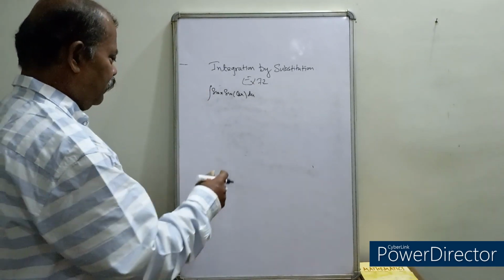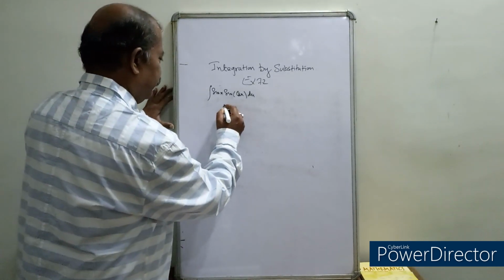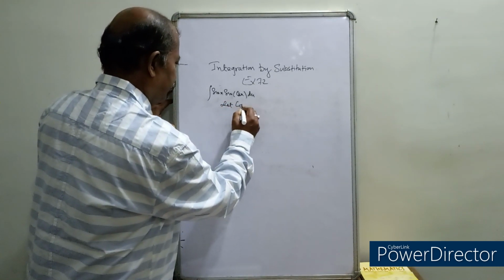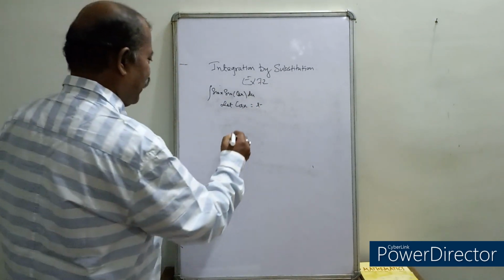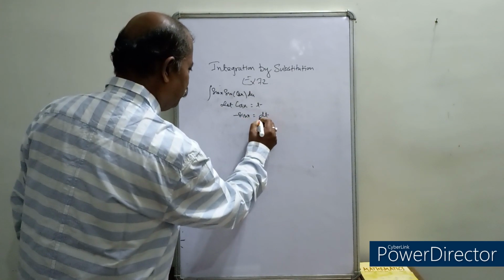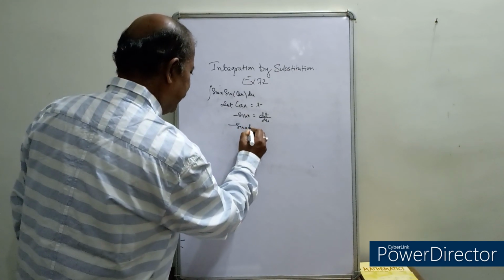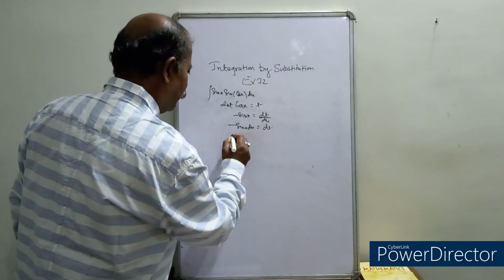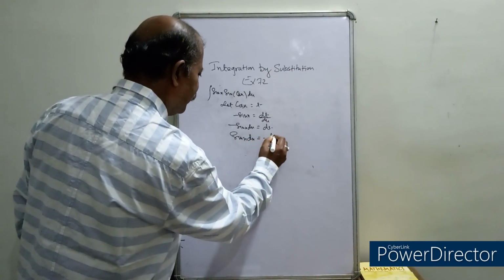But when you say sin x, it will be easier for you. So let us take, let cos x is equal to t. When you differentiate cos x, you will get minus sin x, and that is equal to dt by dx. So minus sin x dx is equal to dt. So here sin x dx is equal to minus dt.